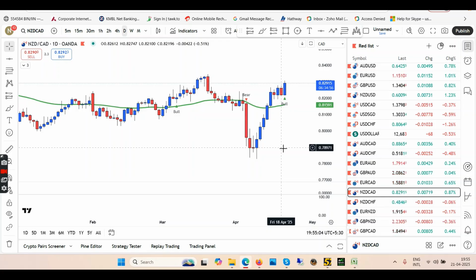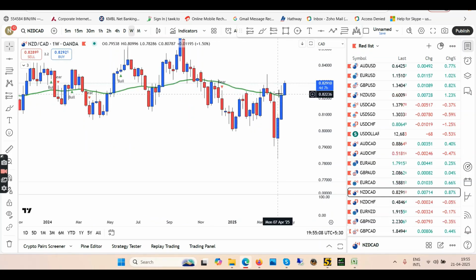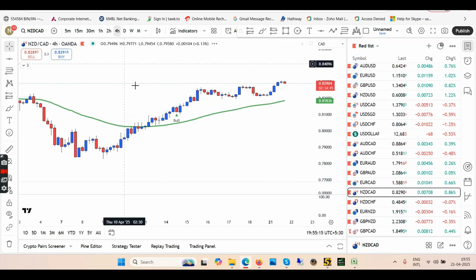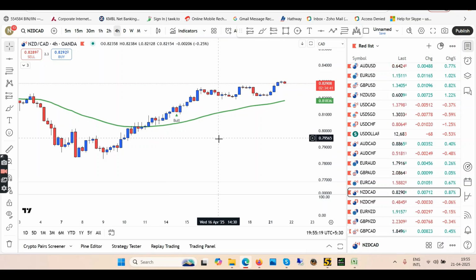Okay, so let's do the top-down approach with the NZDCAD, starting with weekly time frame. In weekly, we have crossed the EMA, so we are in the uptrend. In daily, we have crossed the EMA, obviously, so we are in the uptrend. And in 4 hour, we have crossed the EMA, which means we are in the uptrend. So trend is up. That's the confirmation.